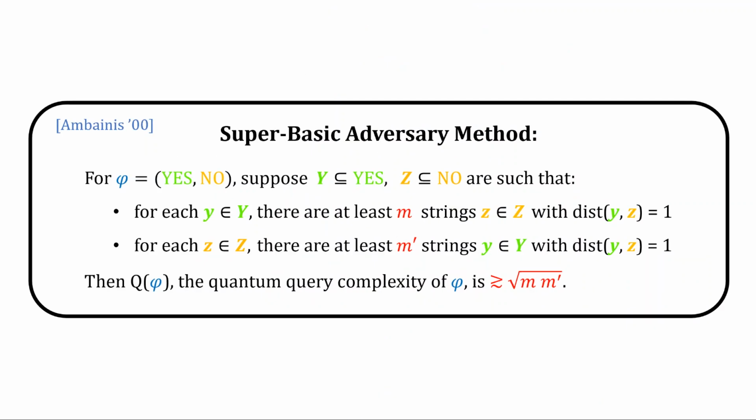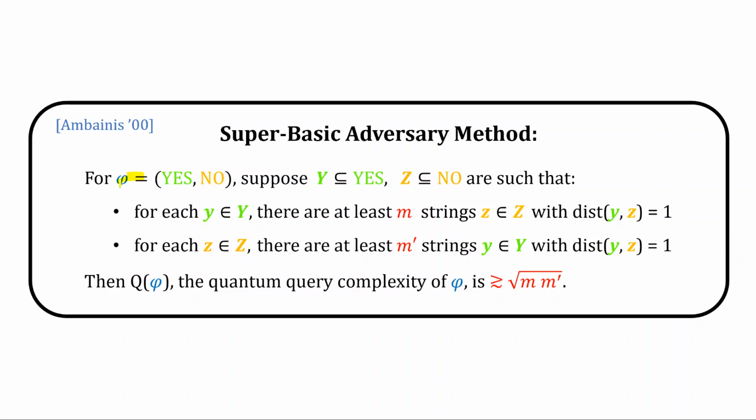Okay, well, I can now tell you the final statement that we're going to spend a lot of time trying to prove. And this is not even the full statement of the basic adversary method as proven by Ambainis. It's like an even simpler version of it that I'll call the super basic adversary method. But it illustrates most of the ideas and gets us most of the good conclusions. So let's take a look at it.